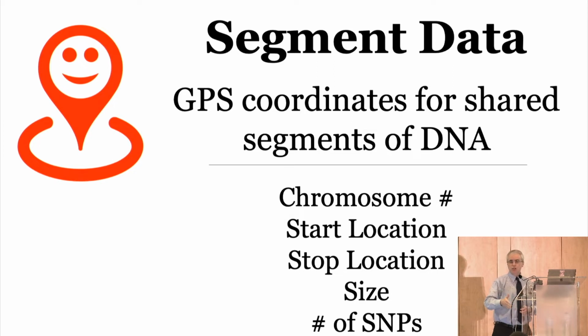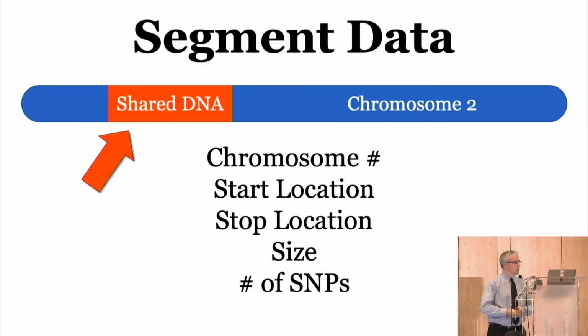And then how many positions were tested inside that segment? How many SNPs were analyzed? And this is essentially the segment data. So if we look at a chromosome, for example, like this one, the piece of DNA in orange there is the shared segment, say, between me and Ellen.